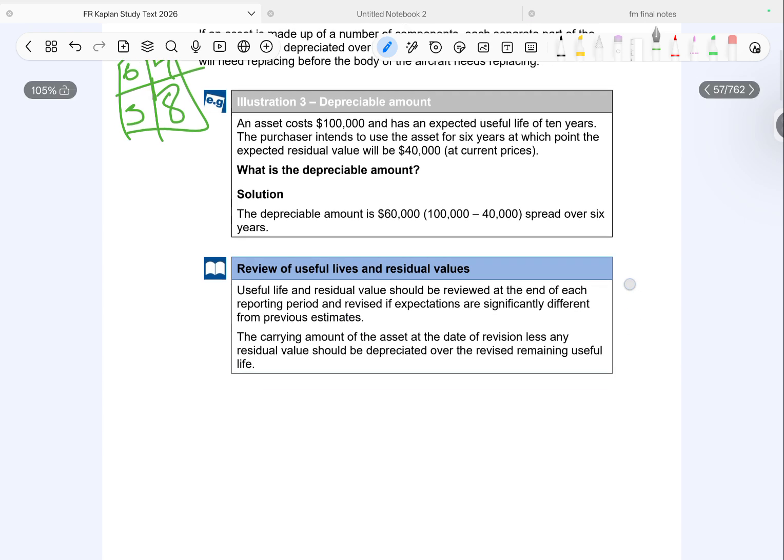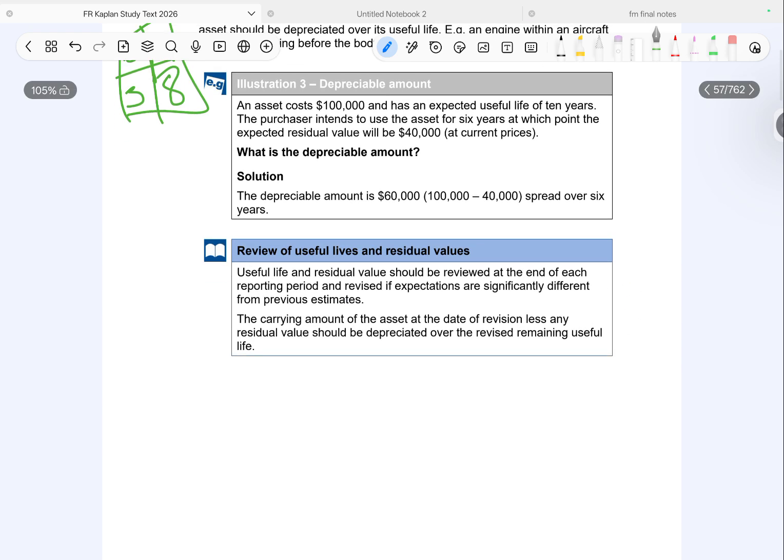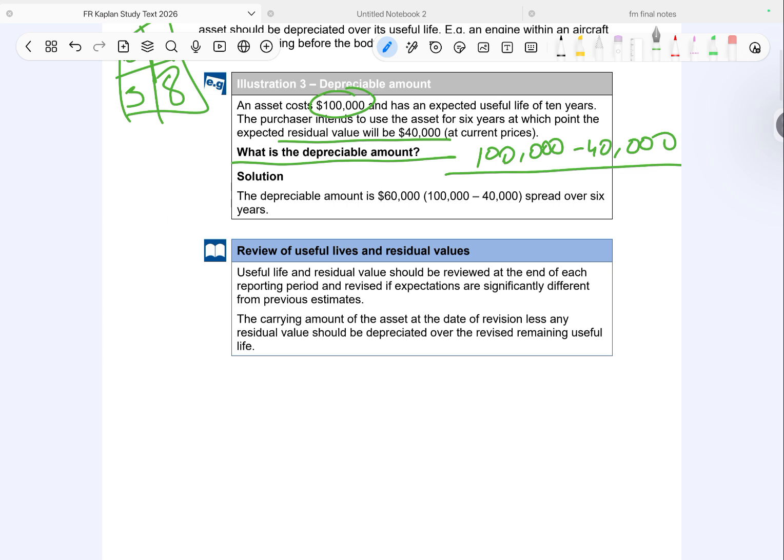Okay, so an asset costs 1 lakh and has an expected life of 10 years. The purchaser intends to use the asset for 6 years, at which point the expected residual value will be 40,000. What is the depreciable amount? It's very easy. So 1 lakh is the cost, and the residual amount we minus from the initial cost, because we are going to get that 40,000 back. So we will not take it for the amount that needs to be depreciated.